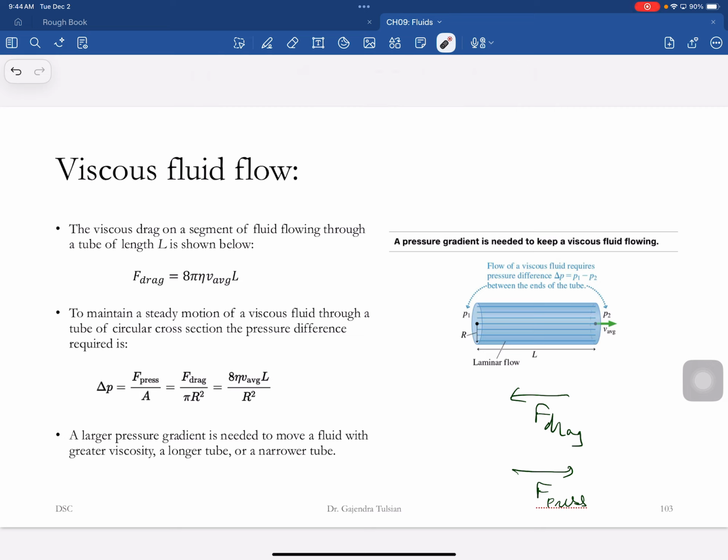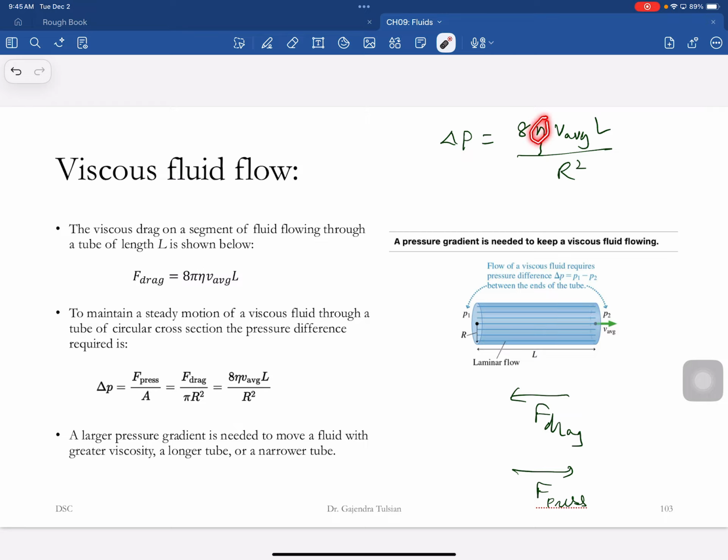So the pressure difference you have to maintain is, the force due to the pressure divided by the area should equal the drag force divided by the area of cross section. So the pressure difference you have to maintain is given by that. I'll write it here. What this equation is saying is, if you have a viscous fluid, to keep it flowing at that speed, you have to maintain this pressure difference across that length of the tube.